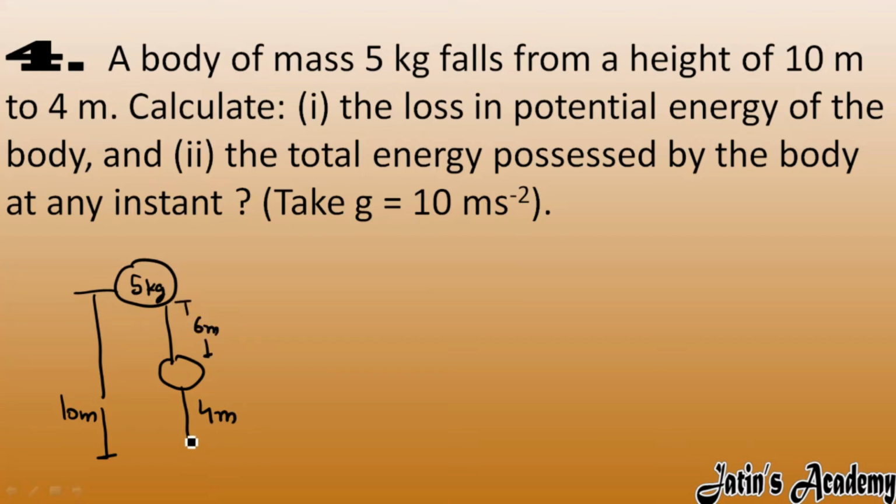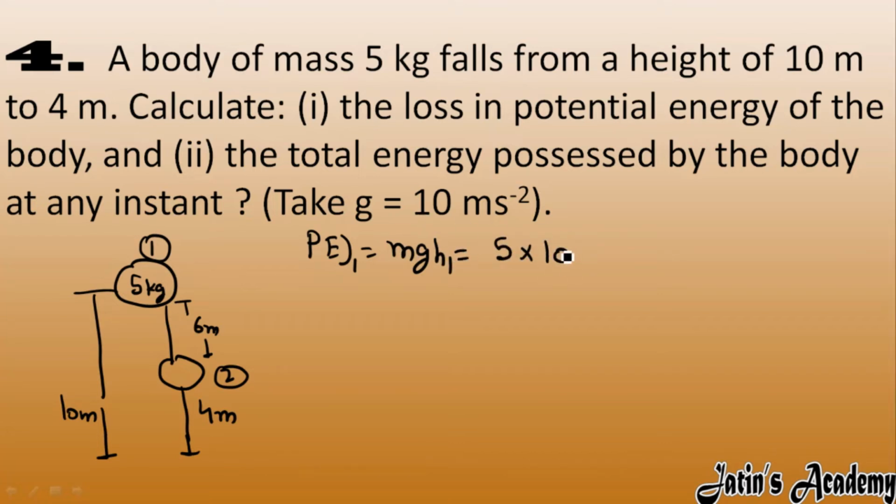Now we have to calculate the loss in potential energy. So here we have first potential energy, here we have second potential energy. At the first point potential energy is mgh: mass we have 5, g value we have 10, and height initially we have 10. So here we got 500 joule.